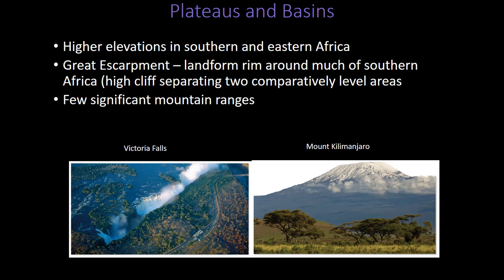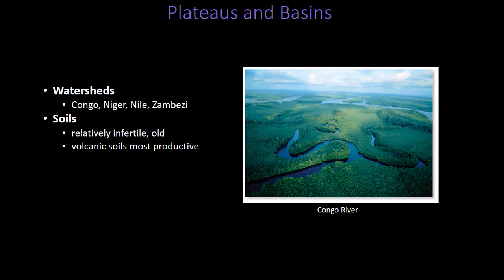Here you can see, so this is part of what we call the Great Escarpment. It's this landform rim that surrounds much of southern Africa, which is basically a high cliff separating two completely level areas, as we see here with Victoria Falls. Here's probably the most famous high mountain in the region, Mount Kilimanjaro. So again, there's a lot of watersheds, a lot of large rivers, Congo, Niger, the Nile, which goes up north, the Zambezi, and we'll talk about the Nile next week.